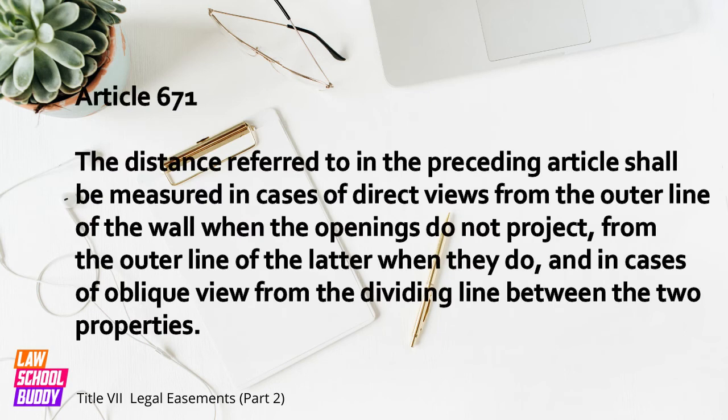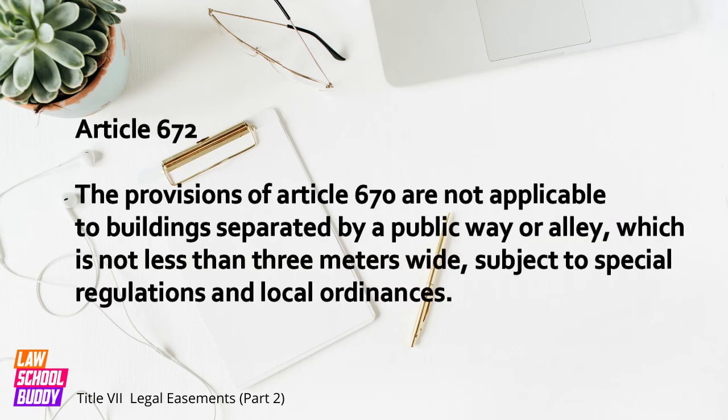Article 671. The distance referred to in the preceding article shall be measured, in cases of direct views, from the outer line of the wall when the openings do not project, from the outer line of the latter when they do, and in cases of oblique view, from the dividing line between the two properties. Article 672. The provisions of Article 670 are not applicable to buildings separated by a public way or alley, which is not less than 3 meters wide, subject to special regulations and local ordinances.